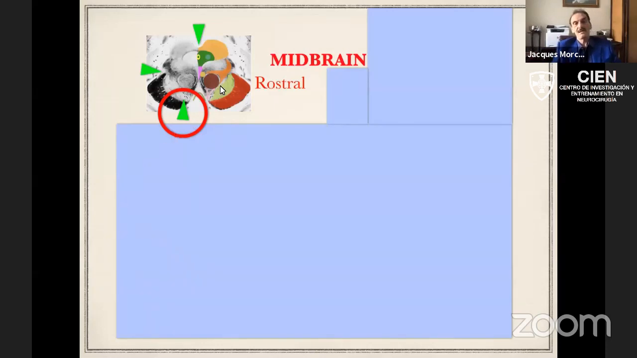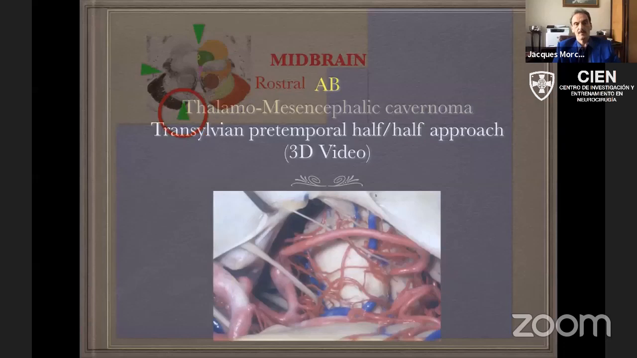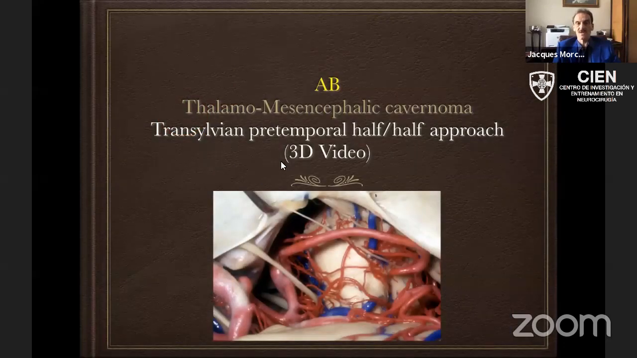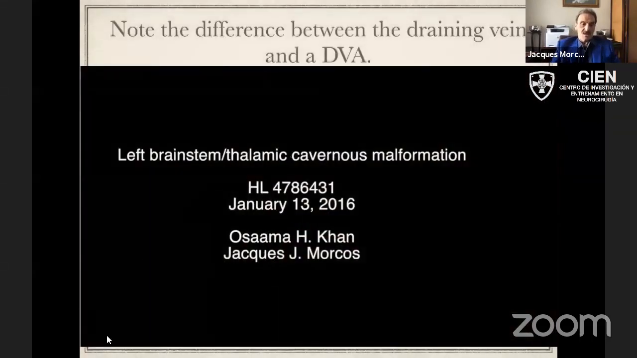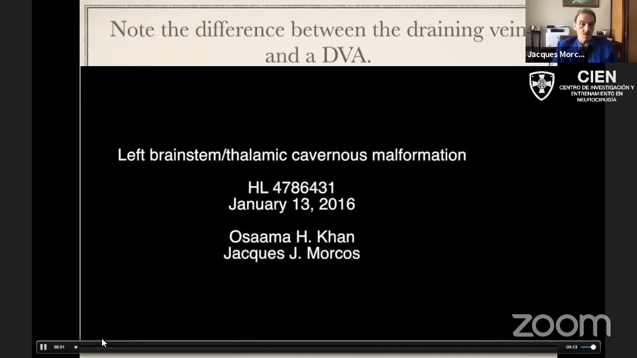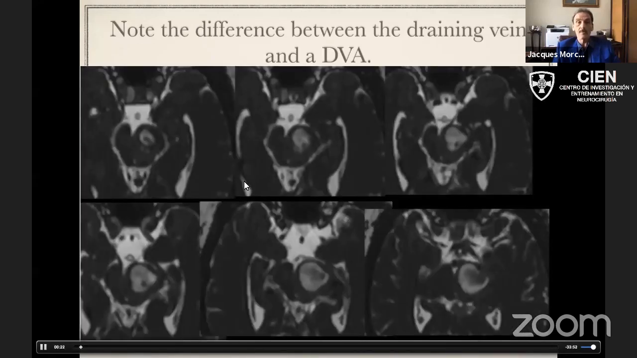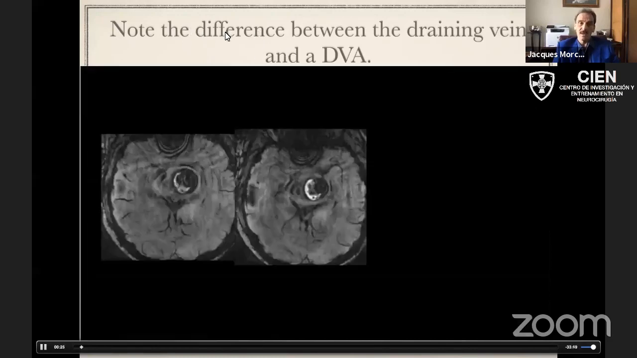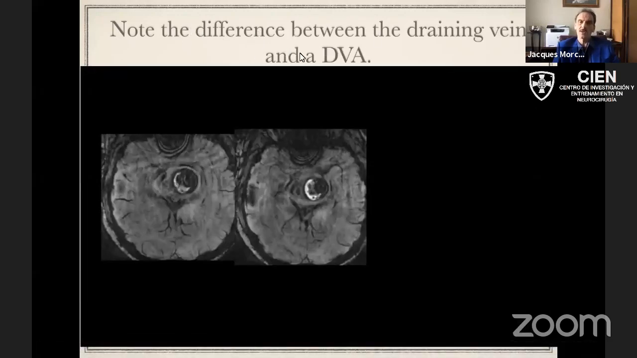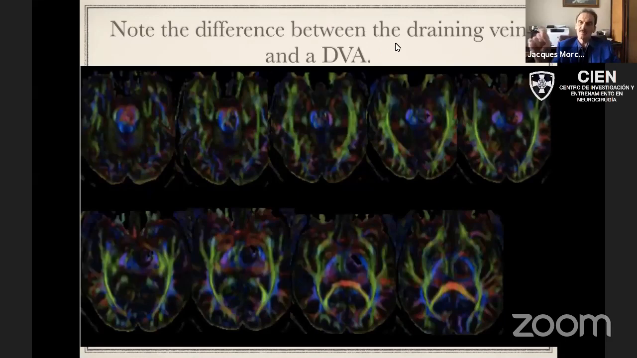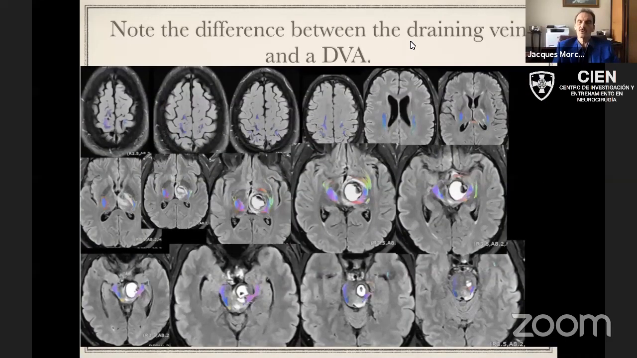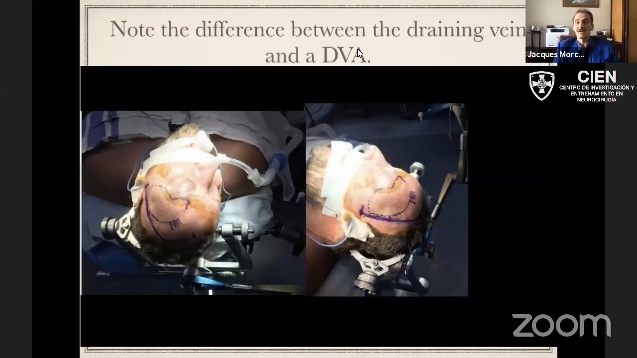So midbrain rostral position. I'll show you an example of a transsylvian pretemporal half and half approach. This is a brainstem, thalamic cavernous malformation. Here is the view. Here is the cavernoma. By the way, at the top of the videos I will show you, I usually write kind of the important tips I want you to focus on during the resection. Here I wanted to show you the difference between the draining vein and the DVA.